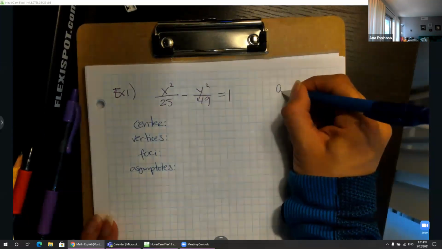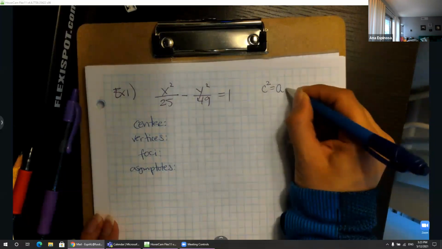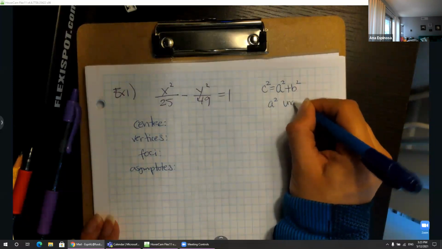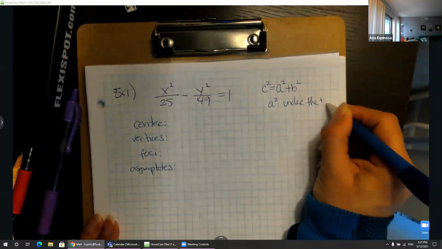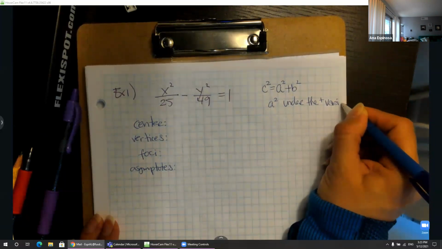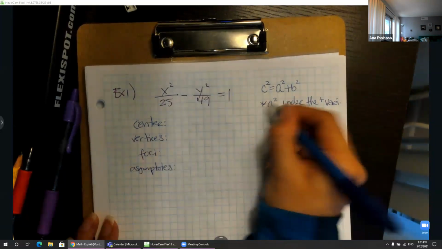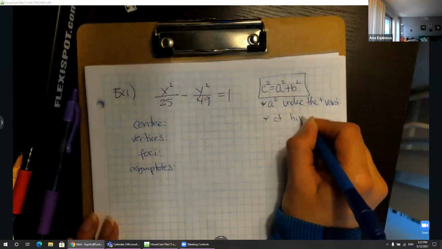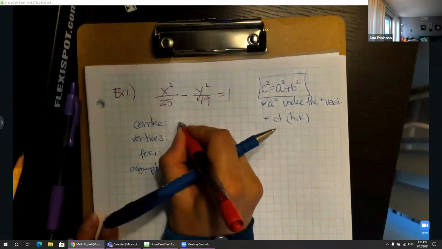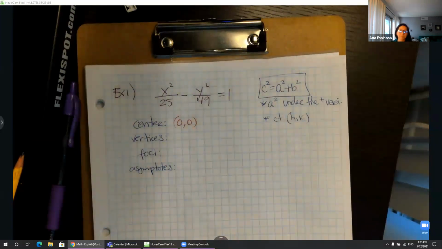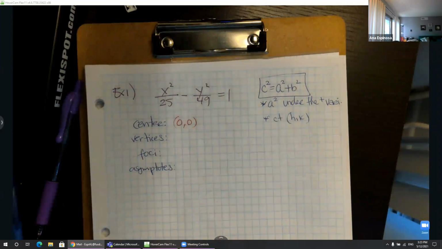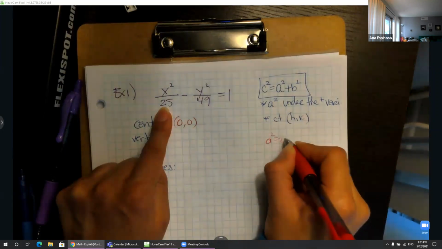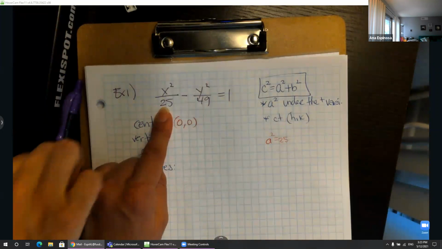Okay, we need to know two things. C squared equals A squared plus B squared. A squared will be under the positive variable. And then center is HK, which in this case is 0, 0. All right, let's get started. A squared is underneath the positive variable. A squared is 25. Oh, this is not working.